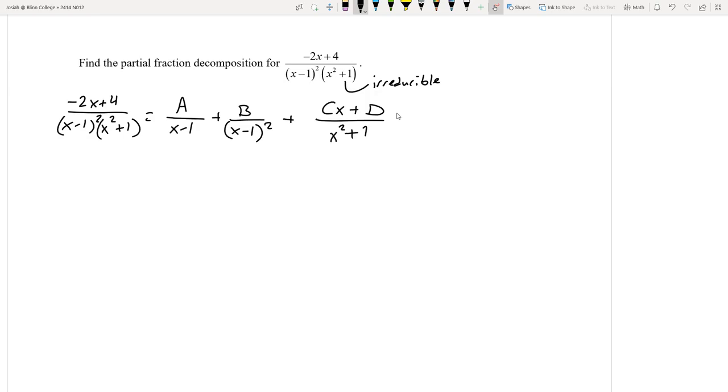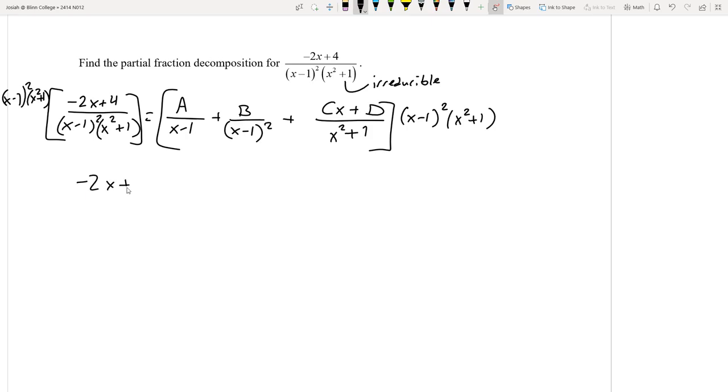The rest of the procedure, again, is the same in principle. So we'll go ahead and multiply both sides by this denominator that appears on the left. So we've got (x minus 1) squared times (x squared plus 1). So on the left side the denominator is completely cleared. On the right, again, we have to multiply it all out and make sure we only cancel what we can.